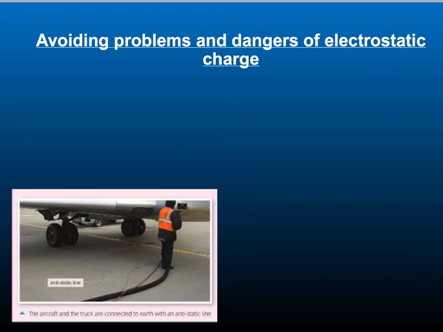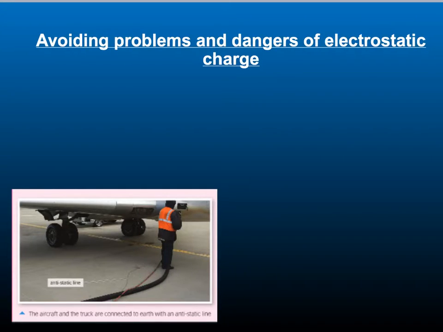You can reduce the chance of electrostatic discharge by connecting the object to the earth through a conductor. This means that instead of the charge building up on the object, it can flow through the conductor to the earth. If the charge can't build up in the first place, then there will be no danger of electrostatic discharge.